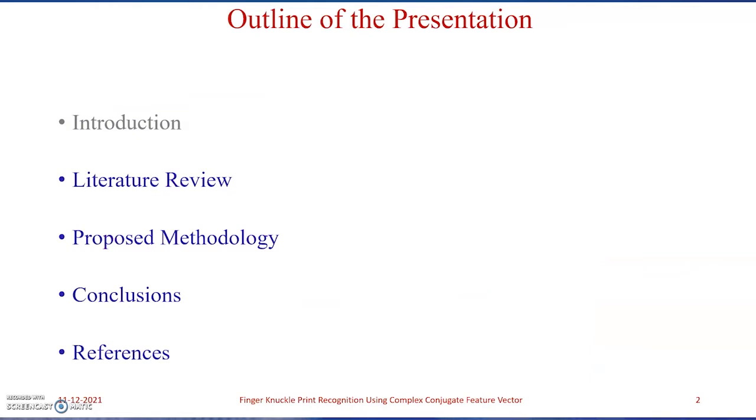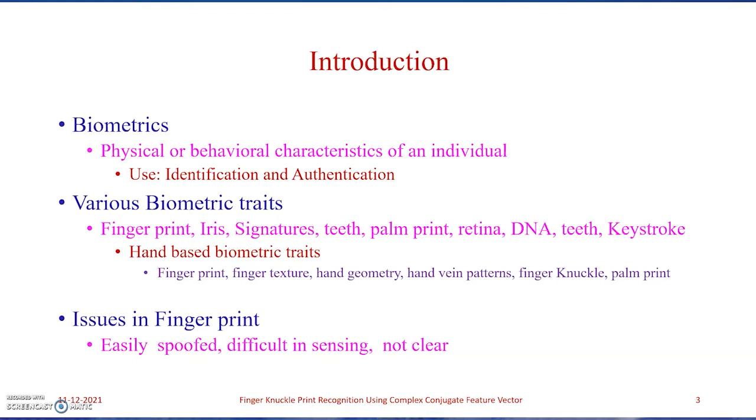Outline of the presentation. Let us start with the introduction and literature review related papers, and finally the proposed methodology, conclusion and references. Introduction. Biometrics are human-specific traits that are employed in person identification and access control. Various biometrics such as fingerprint, iris, face, voice, palm print, finger vein, DNA are used in recognition.